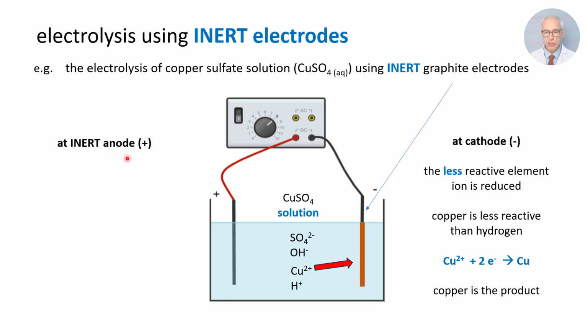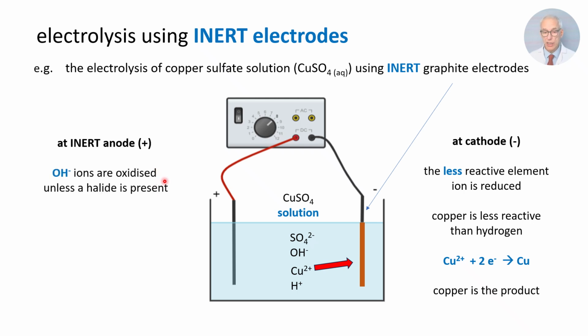Can you repeat the process for the chemistry of the inert anode? What is the product? Can you write an ionic half equation? Okay, I'm about to reveal.